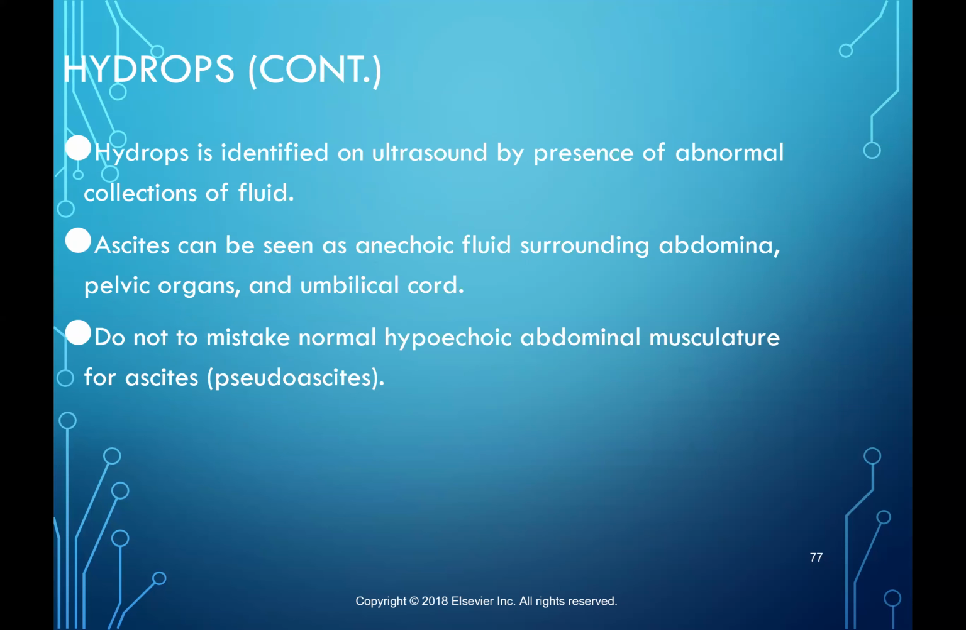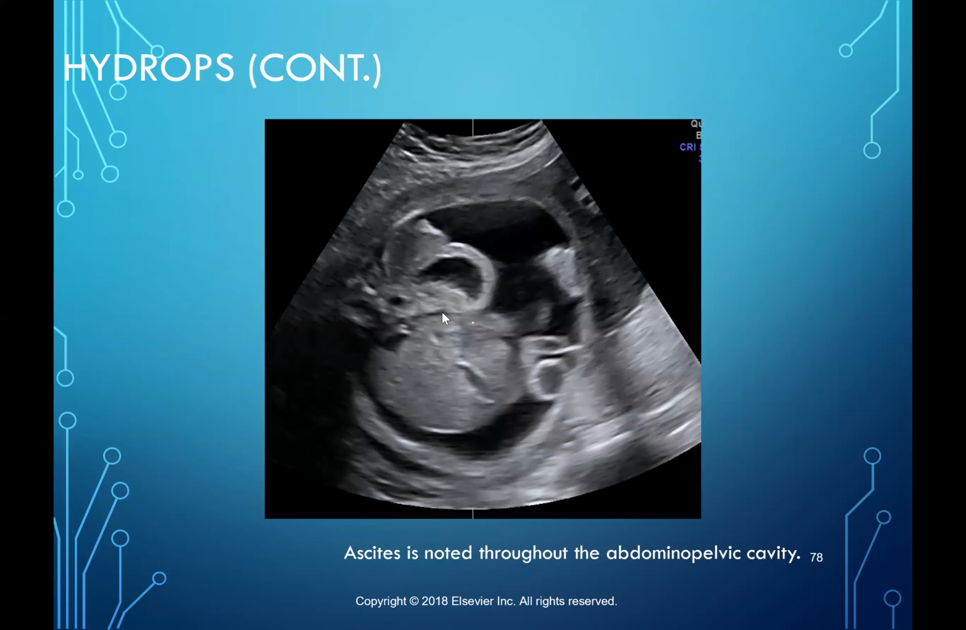Hydrops is identified on ultrasound by presence of abnormal collections of fluid. The ascites can be seen as anechoic fluid surrounding an abdomen, pelvic organs, and umbilical cord. Just basically like what you would see with ascites in an adult patient. Don't mistake the normal hypoechoic abdominal musculature for ascites. So all this black, this is the little liver. That's the little stomach, and all this black around the baby, this is a transverse view of the abdomen. This is ascites.